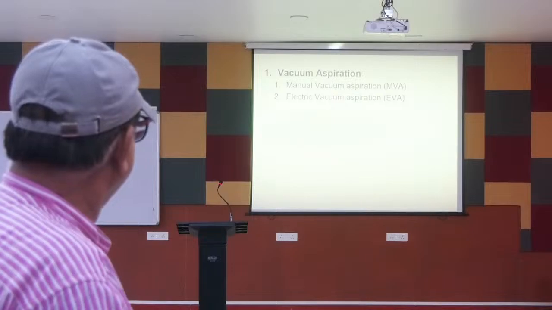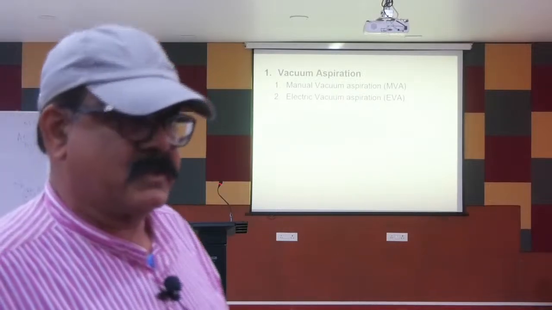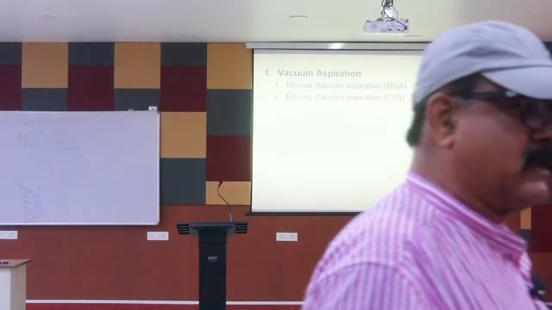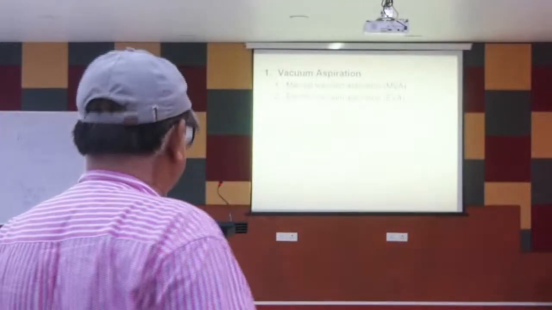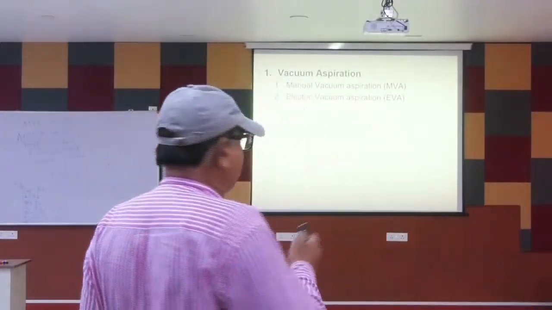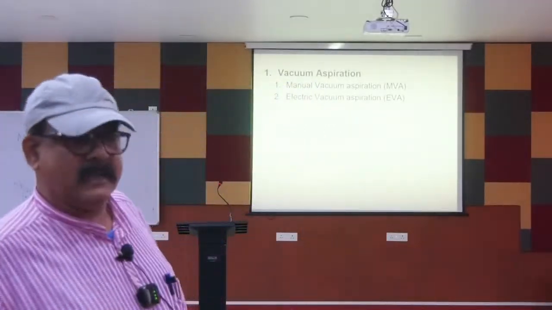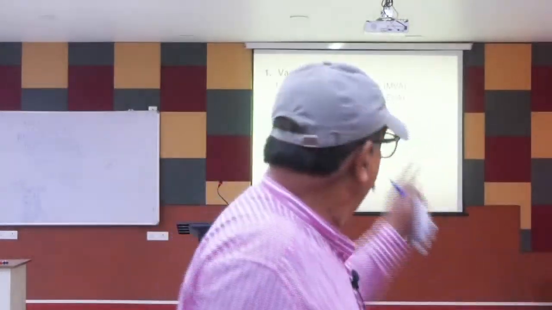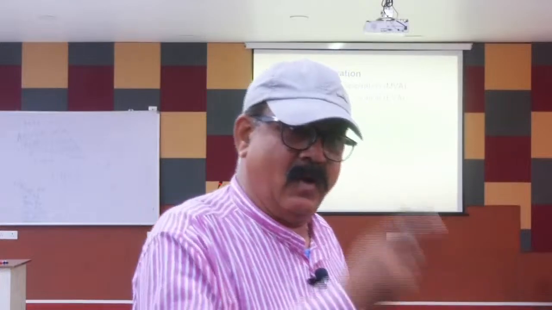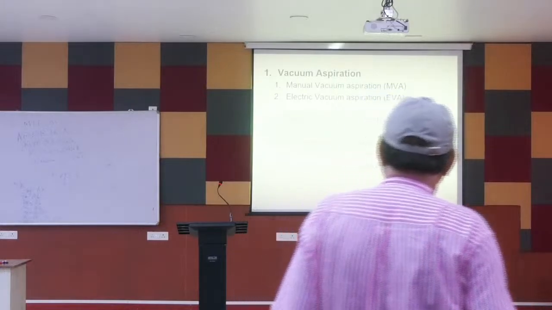Methods of termination. In the first trimester, below 12 weeks, vacuum aspiration or electric vacuum aspiration. This will be for both your table, short case or long case. So you have to be very careful where things will take you to. So you have to follow it.